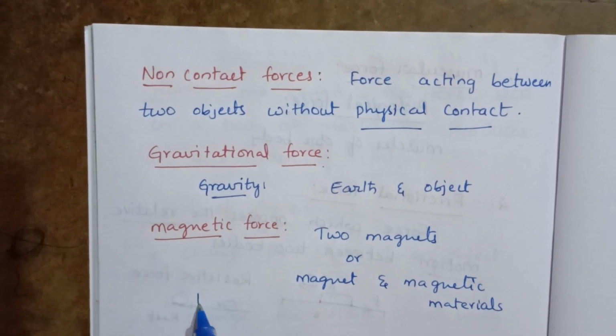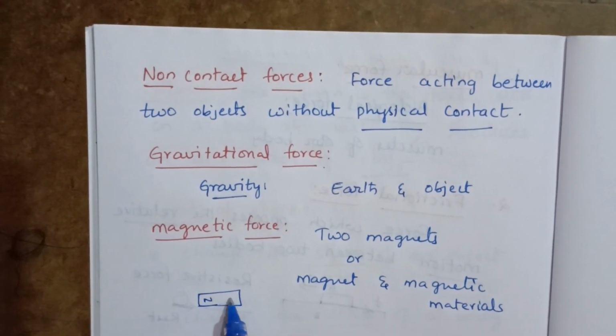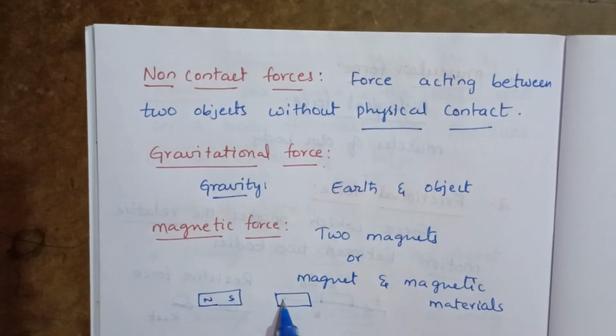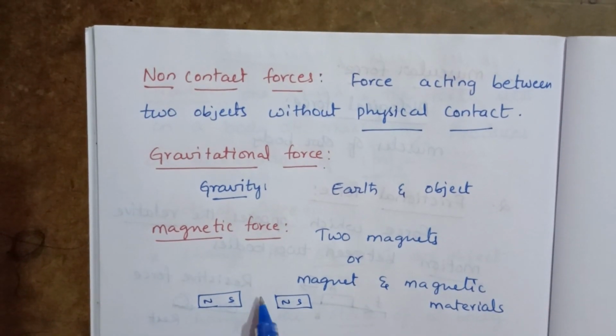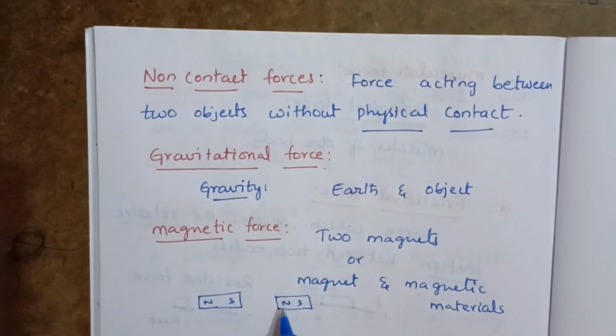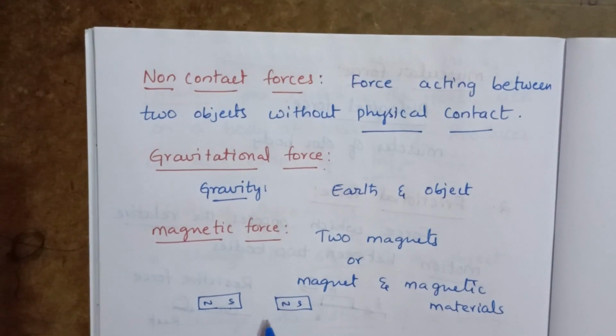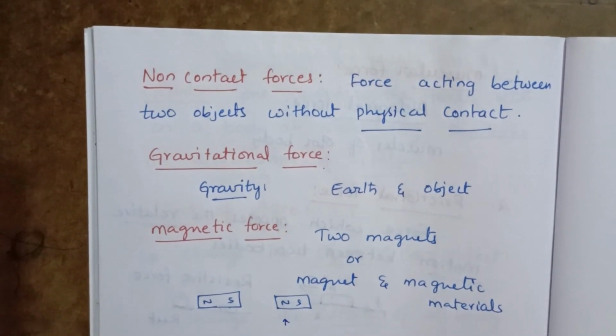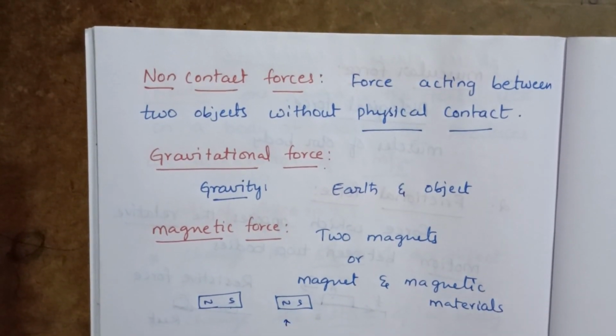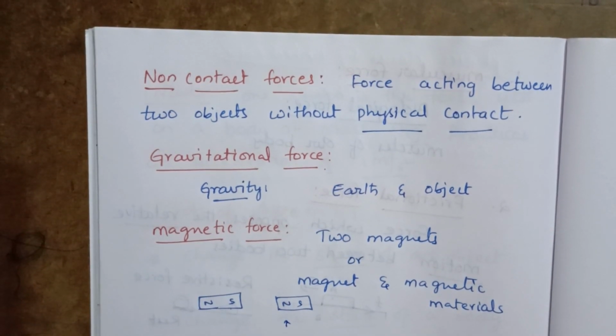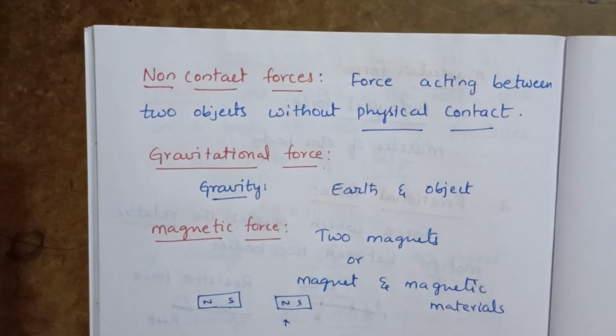If you keep two magnets, north to south, another magnet also north to south, with a gap between them, these magnets can still attract, no? Or if you keep an iron nail here, it will be attracted by the magnet. That is magnetic force.